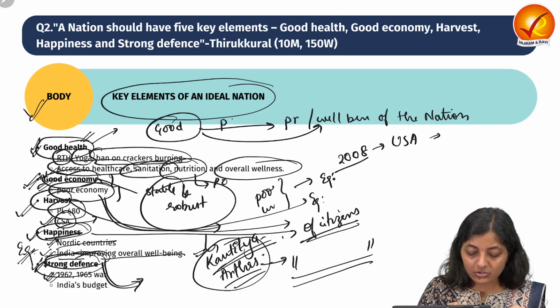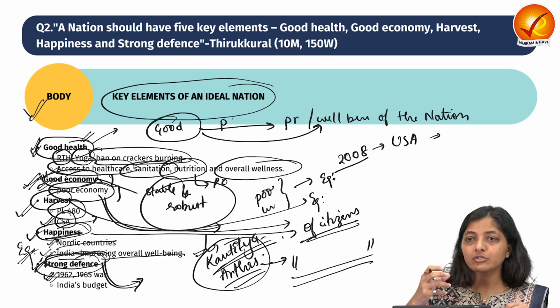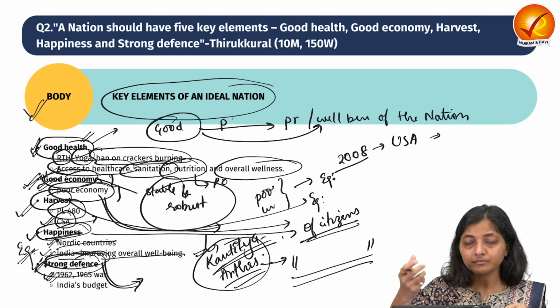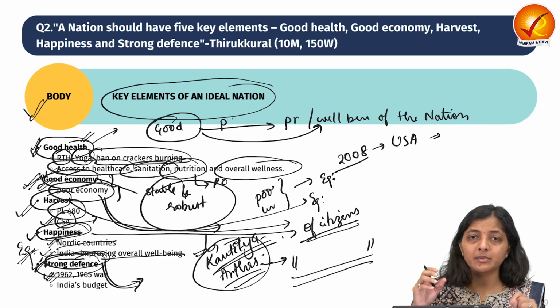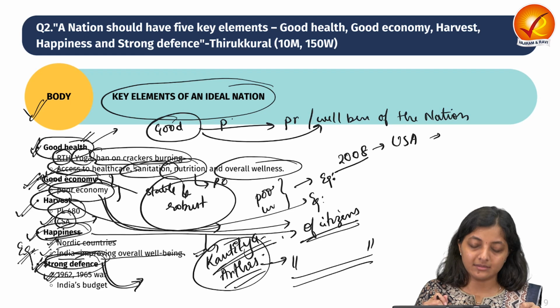So strong defense capabilities should be there so as to protect the sovereignty and integrity of the nation, not to attack first, but to deter someone: that we are strong enough, you cannot attack us.